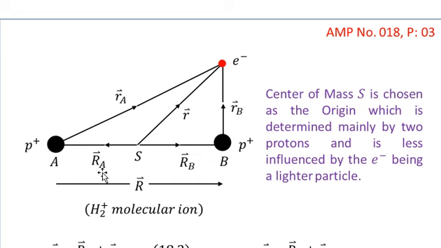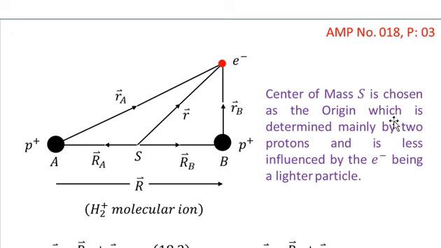Ra is the vectorial separation of nucleus A from the center of mass, and you can notice the arrow that points towards A. Similarly, we have the vector Rb, which is the position vector of the particle B from the center of mass, and you can also notice its direction. And S is the center of mass. So this is the hydrogen molecular ion.